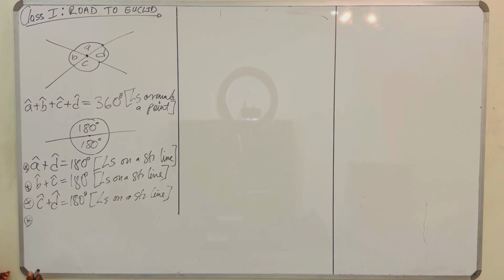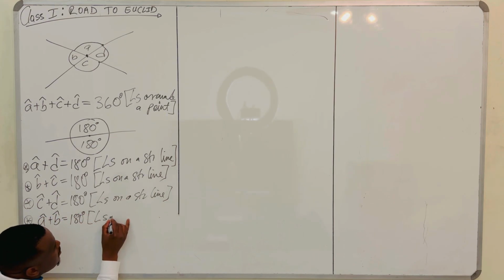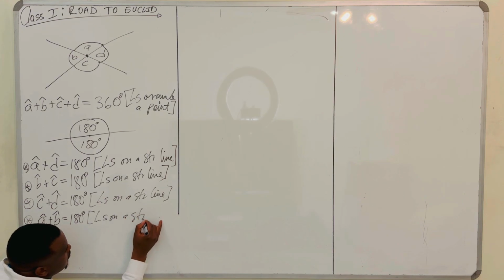One more. What are we missing? D and A. A plus D. Angle A, oh, we already have it. What are we missing? We have AB. A plus B. They give me what? 180. Why? Angles on a straight line.